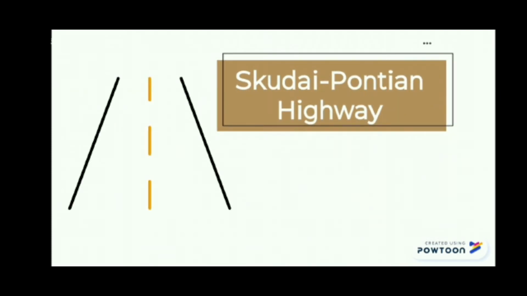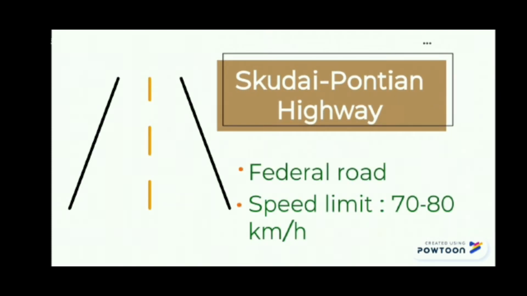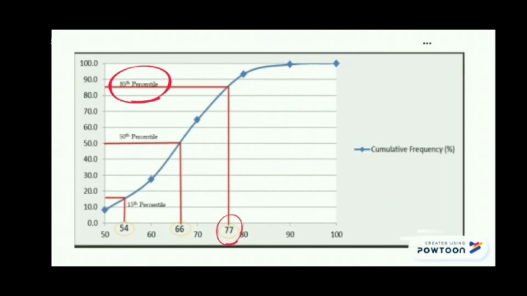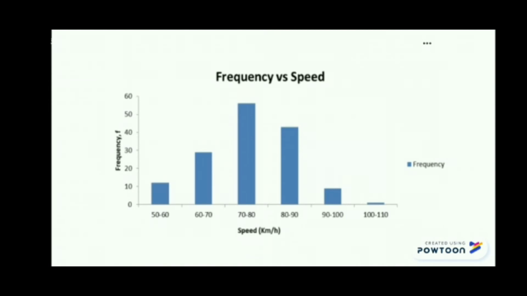Skudai Pontian Highway is a federal road with a speed limit of 70 to 80 km per hour. The result obtained from this study shows that the 85th percentile speed is in the range of the speed limit. From the histogram, most road users are driving in the range of 70 to 80 km per hour. So, from this, it shows that Malaysian road drivers are obeying the regulation.